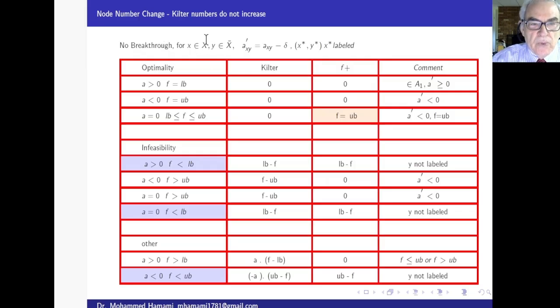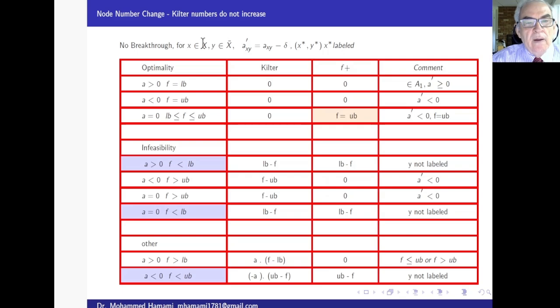So we exited that process with a set X of labeled nodes and a set X bar of unlabeled nodes, right? And then we formed the set A1 and the set A2, and we computed this delta. Remember, this delta was the minimum of the A's in A1 and A2. And then we added delta to the node number in X bar, and the node number in X remained the same. So that's going to impact the Kilter number of some arcs.